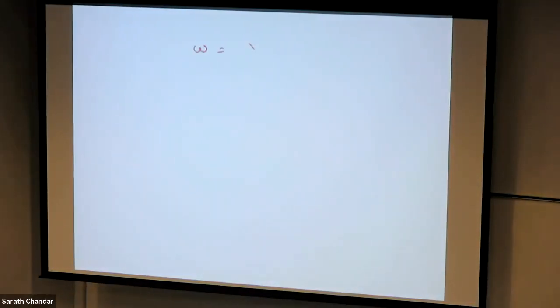W is basically (X transpose X plus lambda I) inverse times X transpose Y, where I is the identity matrix. This is my solution for least squares with L2 regularization. Now, can someone tell me what was the solution for least squares, just least squares, without L2 regularization? Without L2. Yeah?